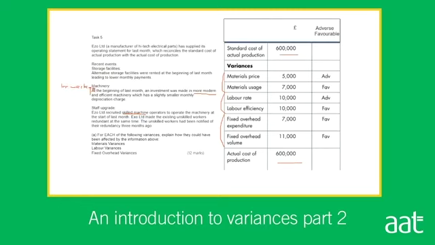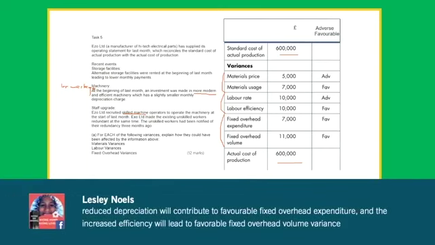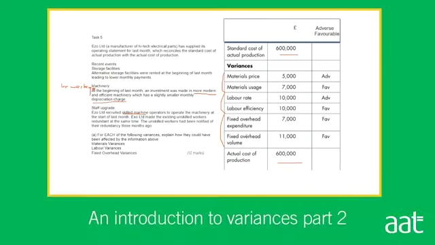Okay. We've got one from Leslie as well, who's also said reduced depreciation will continue to favourable fixed overhead expenditure, and the increased efficiency will lead to favourable fixed overhead volume variance. Very good. So favourable depreciation charge, lower depreciation charge will affect the fixed overheads. Very good. And obviously being more efficient will eventually also affect our labor efficiency. Well done.